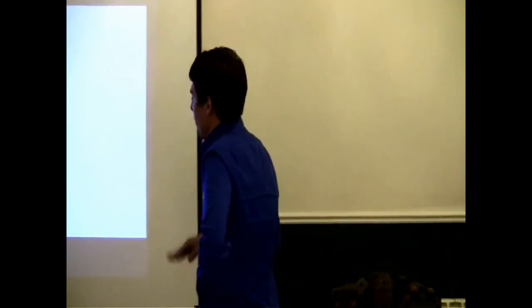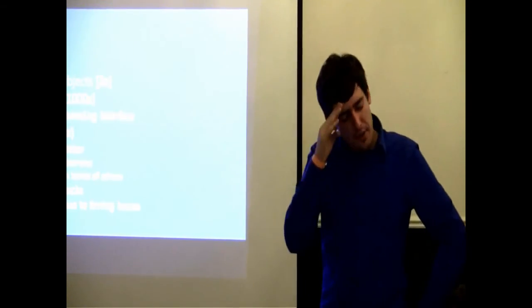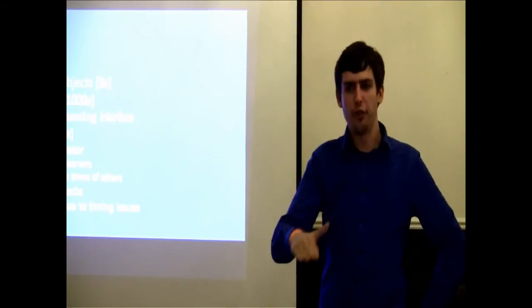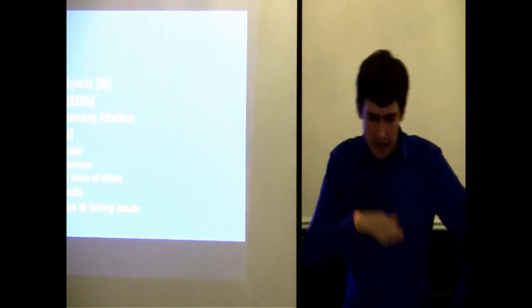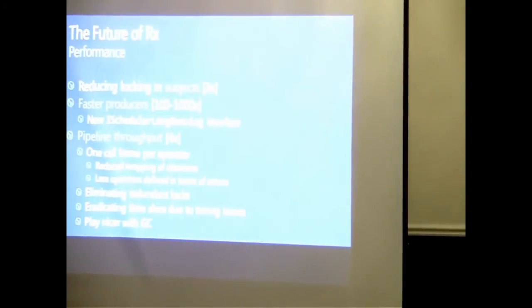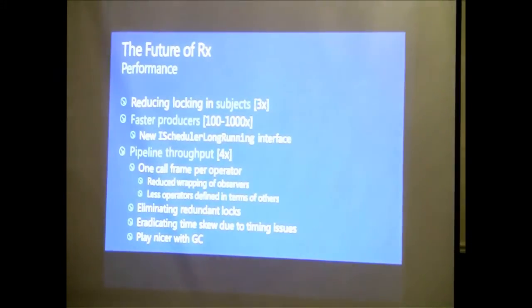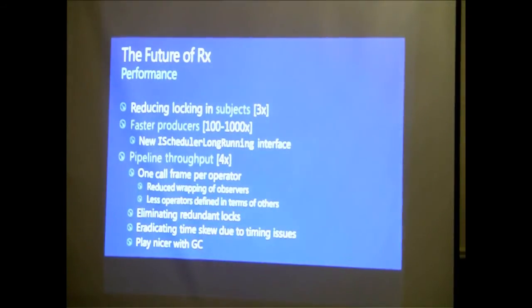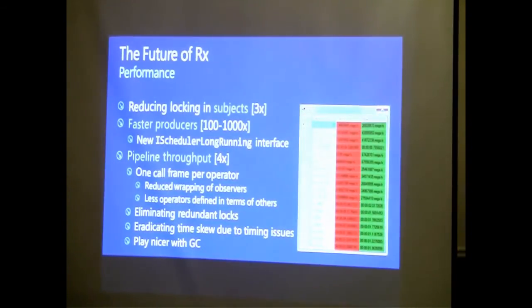So we said in Rx v1, let's focus on correctness. Let's be very pessimistic about locking and all of those kinds of things, and let's have single abstractions. But in Rx v2, we added a couple of specialized scheduler mechanisms. It's also better at dealing with certain time skew issues and so on.